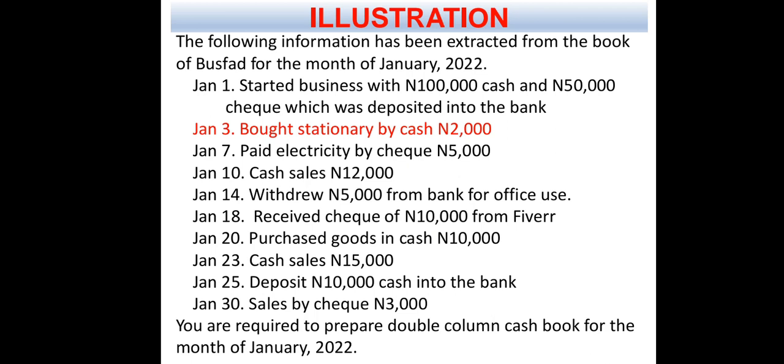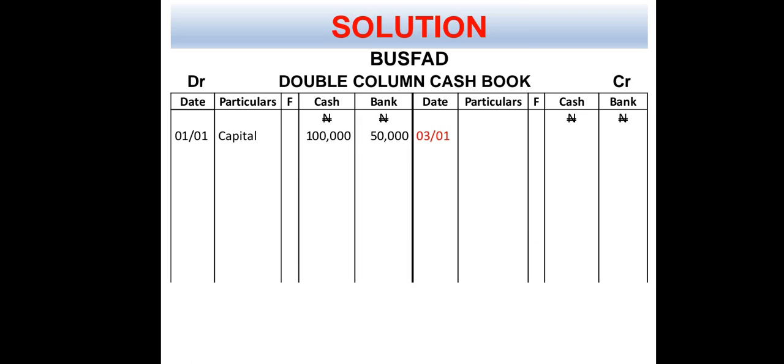That means we are going to credit the cash book with stationery, 2,000 naira. So January 3, that is 0301, stationery. So cash, that means we are going to credit it under the cash, 2,000 naira.